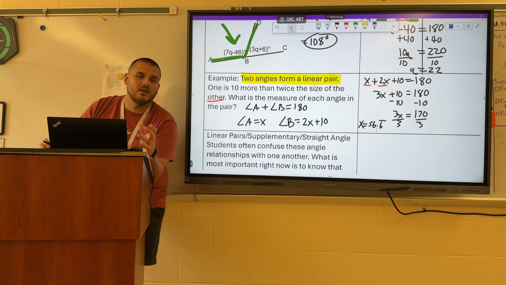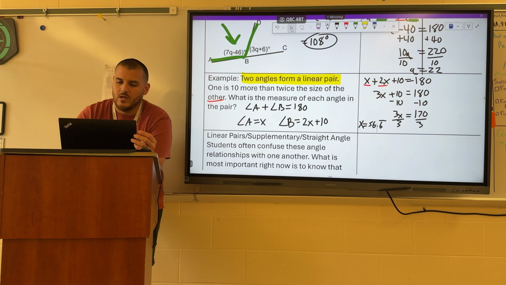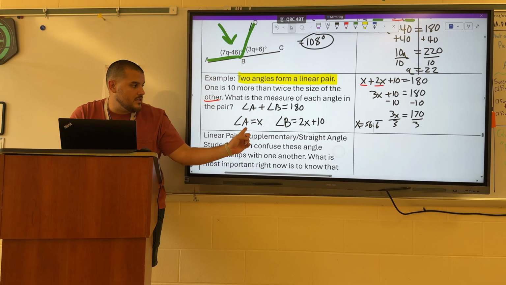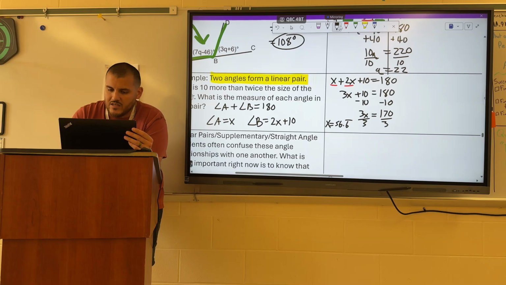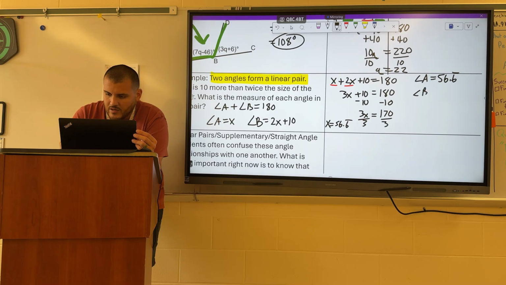We can get ugly decimals, we can get negatives for variables as long as what we plug them into ends up making sense in the end. So we're trying to find the measure of each angle in this pair. Well, we already know that angle A is just X. So that means angle A would be just 56.6 recurring. And for angle B, I can just take that value now and plug it into that 2X plus 10. So angle B equals 2 times our X, which we know is 56.6 recurring, plus 10.